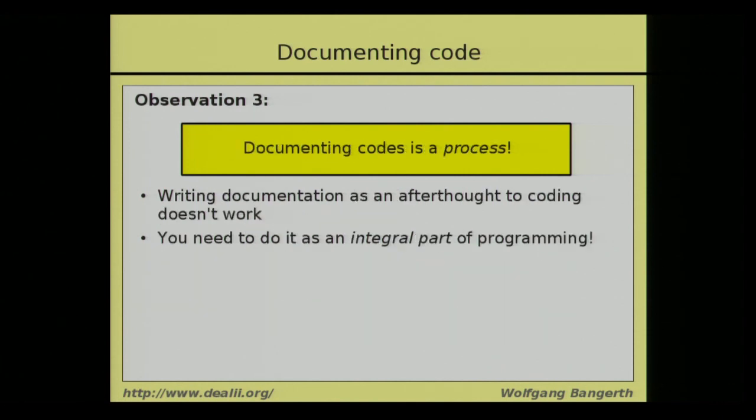Okay, so observation number 3 is that documenting code is a process. You might think that we should just write our code, and when it works, then we're going to write the documentation. That turns out to never work. If you don't think of documenting code as an integral part of writing software, as an integral part of programming, then you will not be able to write high-quality documentation because, for example, you will have already forgotten what the code does by the time you want to document it.